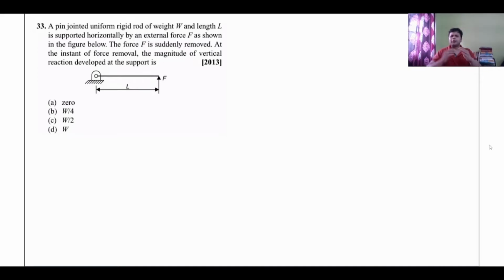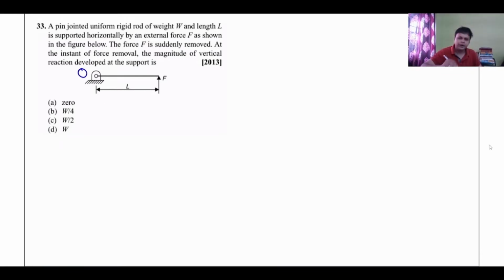So what is going to happen as soon as you remove the force? The rigid rod will simply rotate about the hinge point. Let me say this is point O. Let me say the hinge point is O. So it will start to rotate about the hinge point. We are not asked what is the reaction after some time. We are just asked when you just remove the force, what is going to be the reaction at this point?